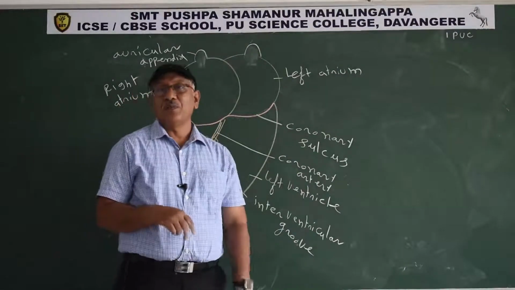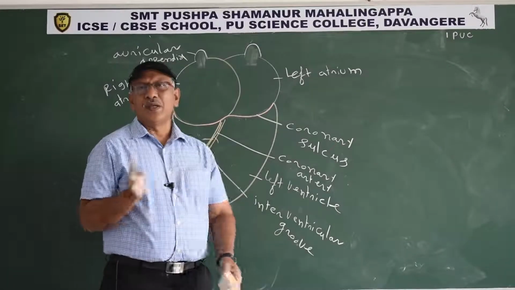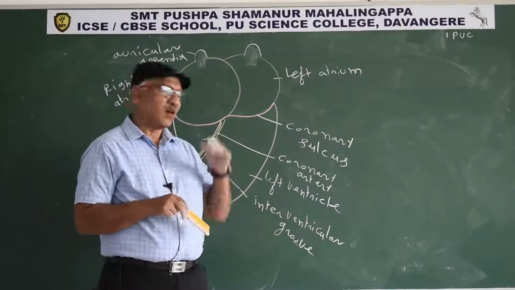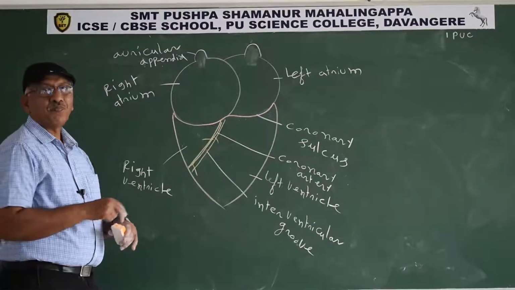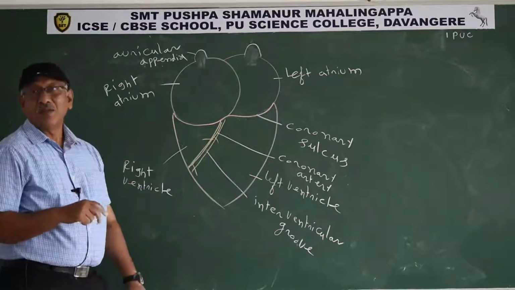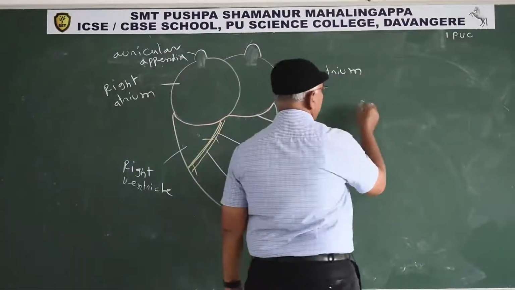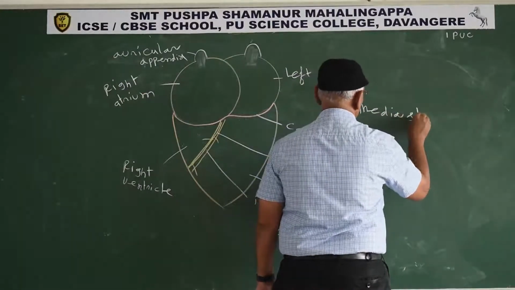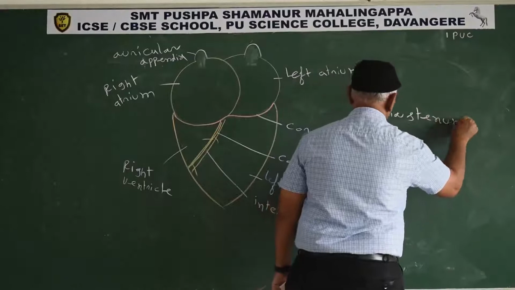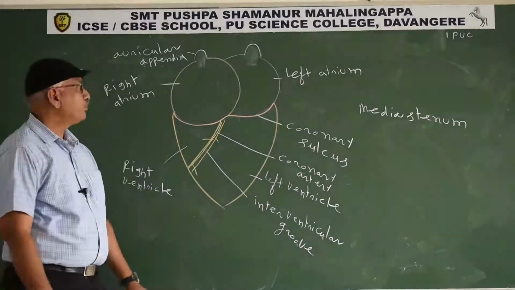The heart is present in the empty place between the lungs. The empty place present between the lungs is known as the mediastinum.